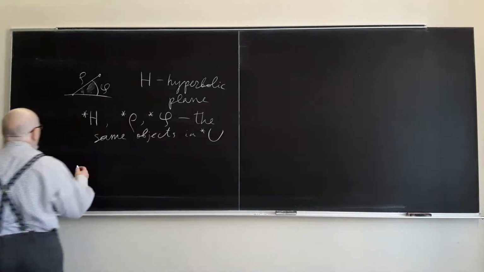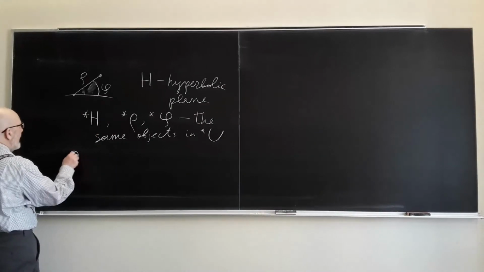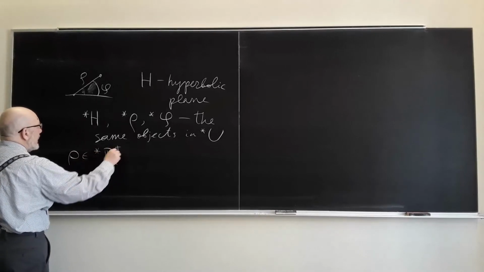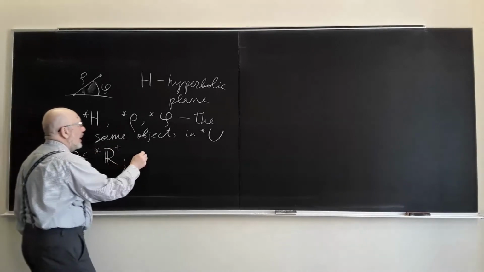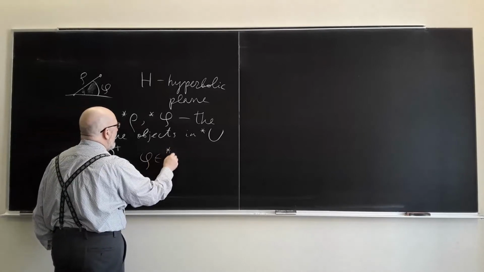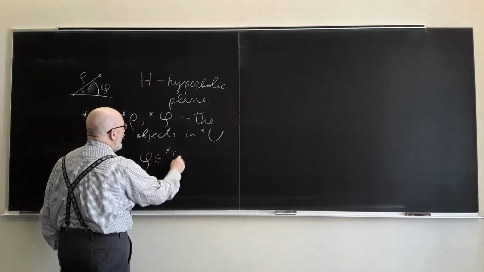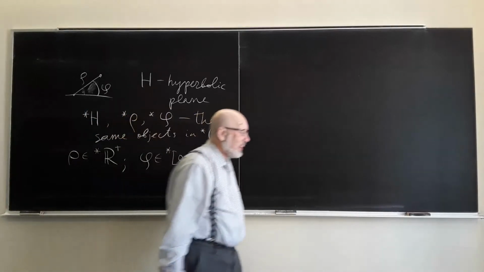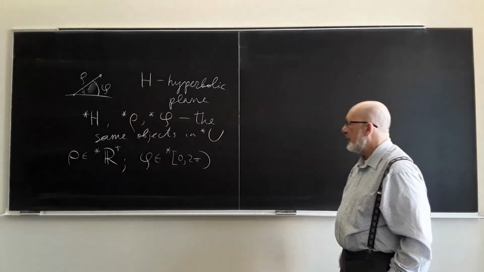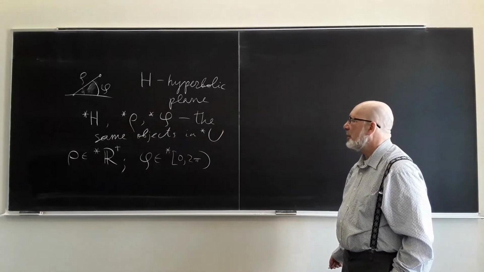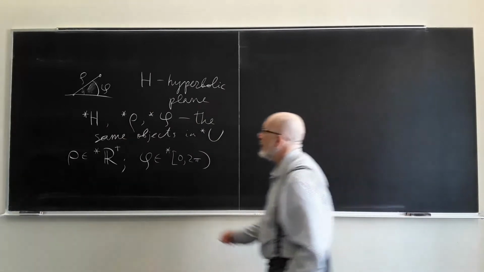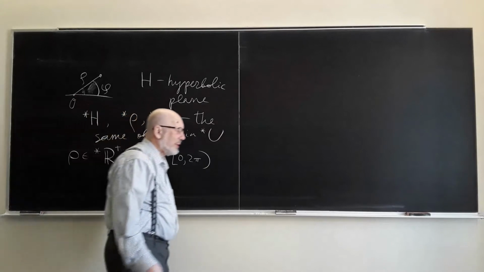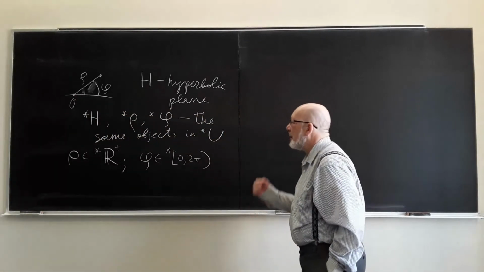So in particular, rho in star R plus and phi in star [0, pi]. So we add here some new elements, which is important. And here is the origin O, which is the same in both universes.